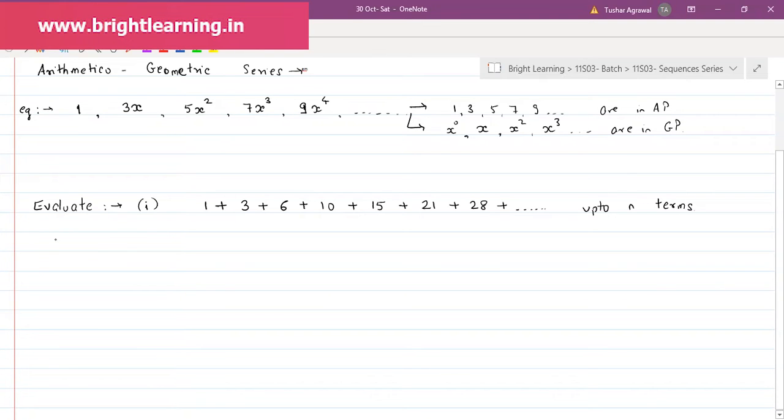I hope you can understand the logic of how this sequence is being formed: 1, 3, how are these numbers obtained? Can you guess the logic? First I am adding 2, then adding 3, then 4, then 5, then 6, then 7, then 8, and so on. This way I am forming the sequence. Think for a while how to calculate the sum, otherwise I will tell you.